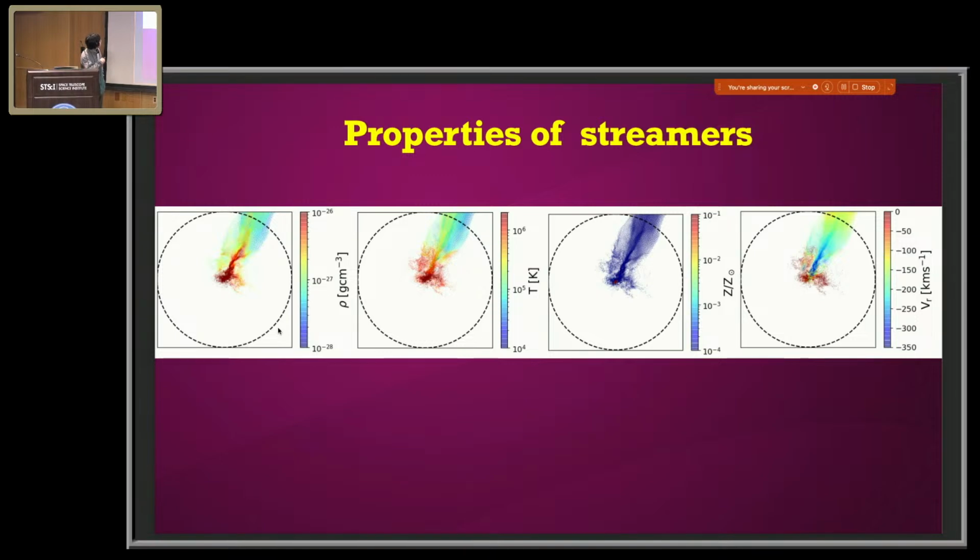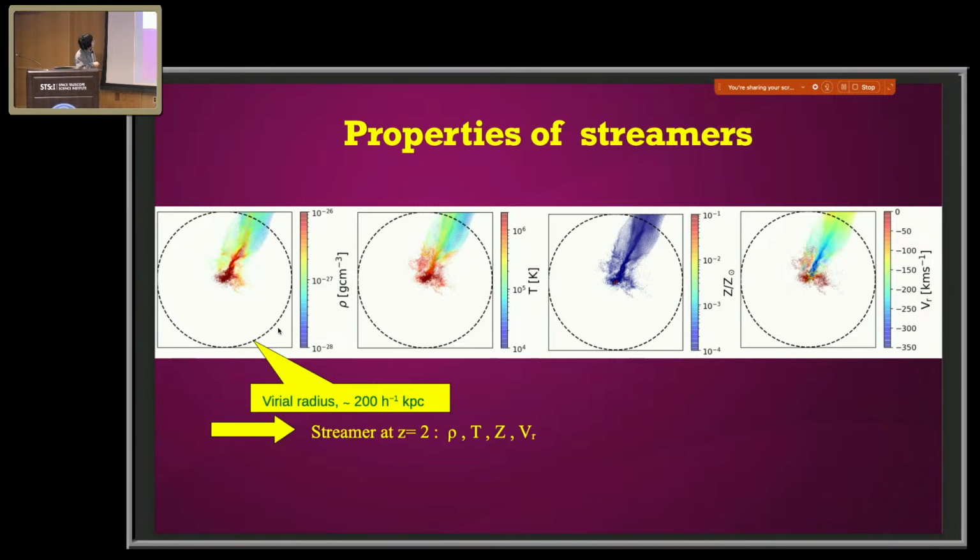The dashed line here represents the Weyl radius, which is around 200 kiloparsec. This is the same filament from a redshift 2 halo, and it's colored with density, temperature, metallicity, and inflow radial velocity. And you can see clearly here that you have a very obvious spinal structure in the center. And if you look at the temperature, you can see that when the gas follows this filament into the center, it is heated up dramatically near the galaxies.